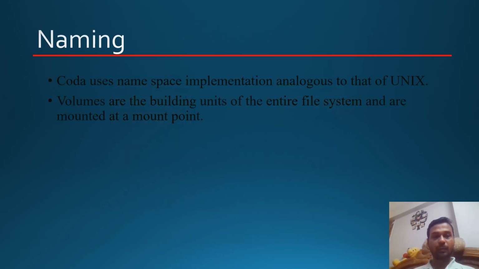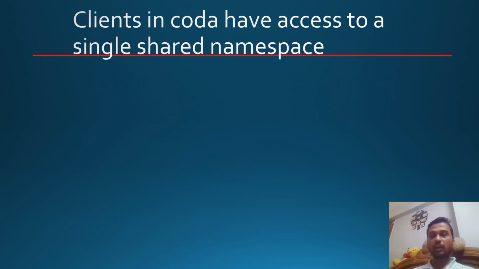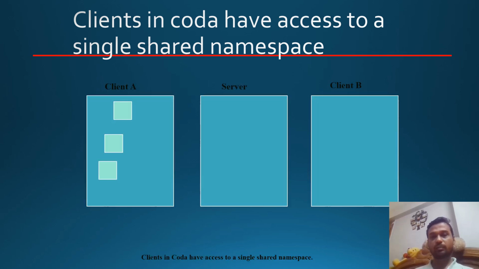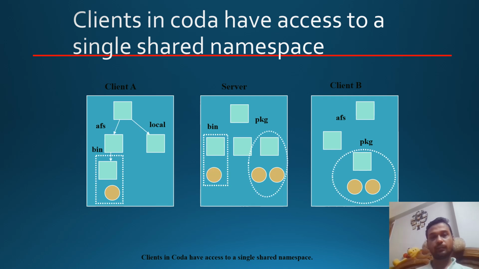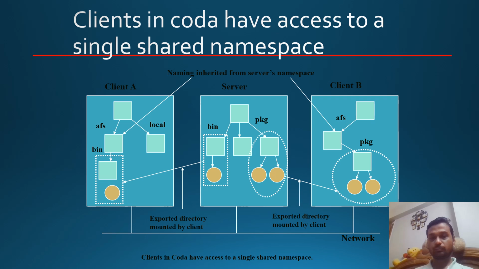Now, naming. Coda uses a naming space implementation analogous to that of Unix. Volumes, the building units of the entire file system, are mounted at a mount point. Clients in Coda have access to a single shared namespace. So here is client A, which is going to communicate with server A, and server B is going to communicate with client B, as you can see in this image, throughout the network.